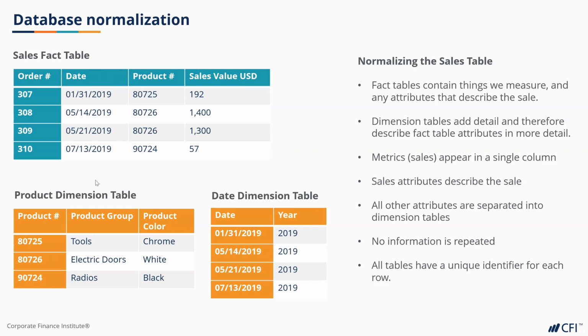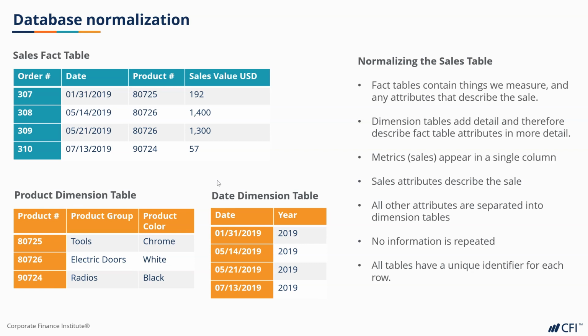Below, we have 2 dimension tables. Dimension tables add description to the attributes in fact tables. The product dimension table adds description to each of the product numbers. We can see now that electric doors white is only written once in our product dimension table, which solves our data integrity issue. Each unique product ID only appears once.